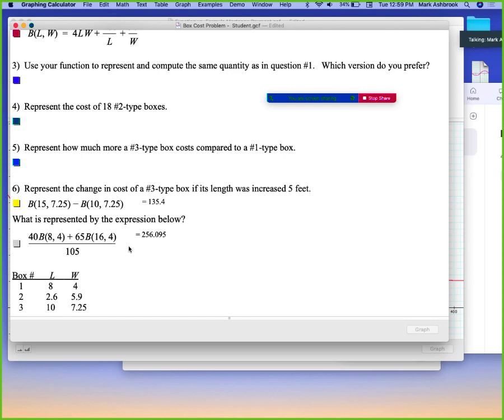Okay. So she said you had 40 of box 1 and then the materials for 65 of a box 1 with twice the length. And then if you spend all the money to buy all the materials for those, then this would be your average cost per box. Yeah. You guys like it? Ashley, you like it? Not sure? Sarah, you agree with that?